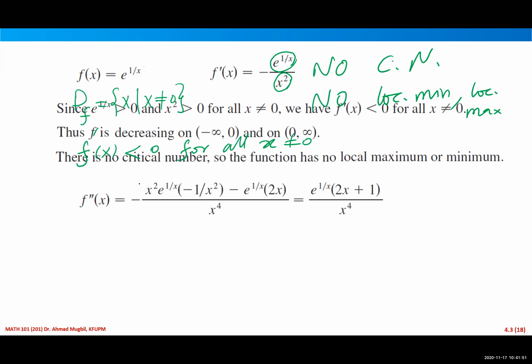If you want to find the second derivative, you need to apply the quotient rule. You have to be careful, and this will be the second derivative at the end. If you look at the second derivative now, you need to find the inflection points if they ask about the inflection point, or if they ask about the concavity up and down. Now, this is always positive. Don't worry about that.